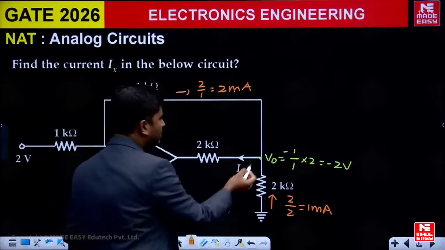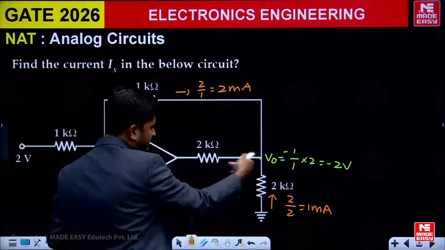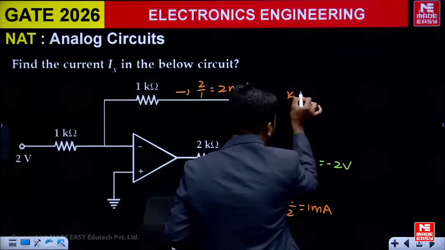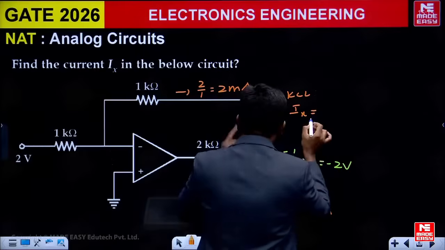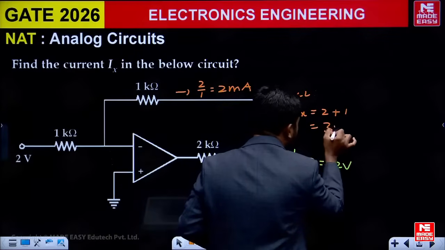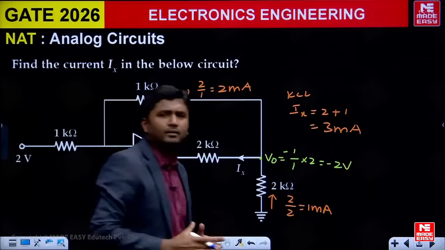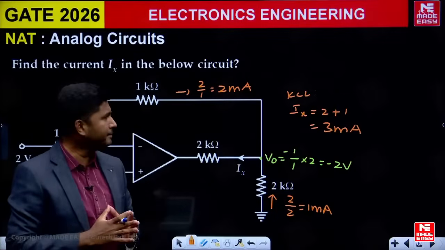Then apply simple KCL: 1 milli plus 2 milli, that will flow as Ix. So if you apply KCL here, Ix is equal to 2 plus 1, that is 3 milliampere. So in this question Ix will be 3 milliampere. Okay, it's an easy question. I hope everybody has done it correctly.